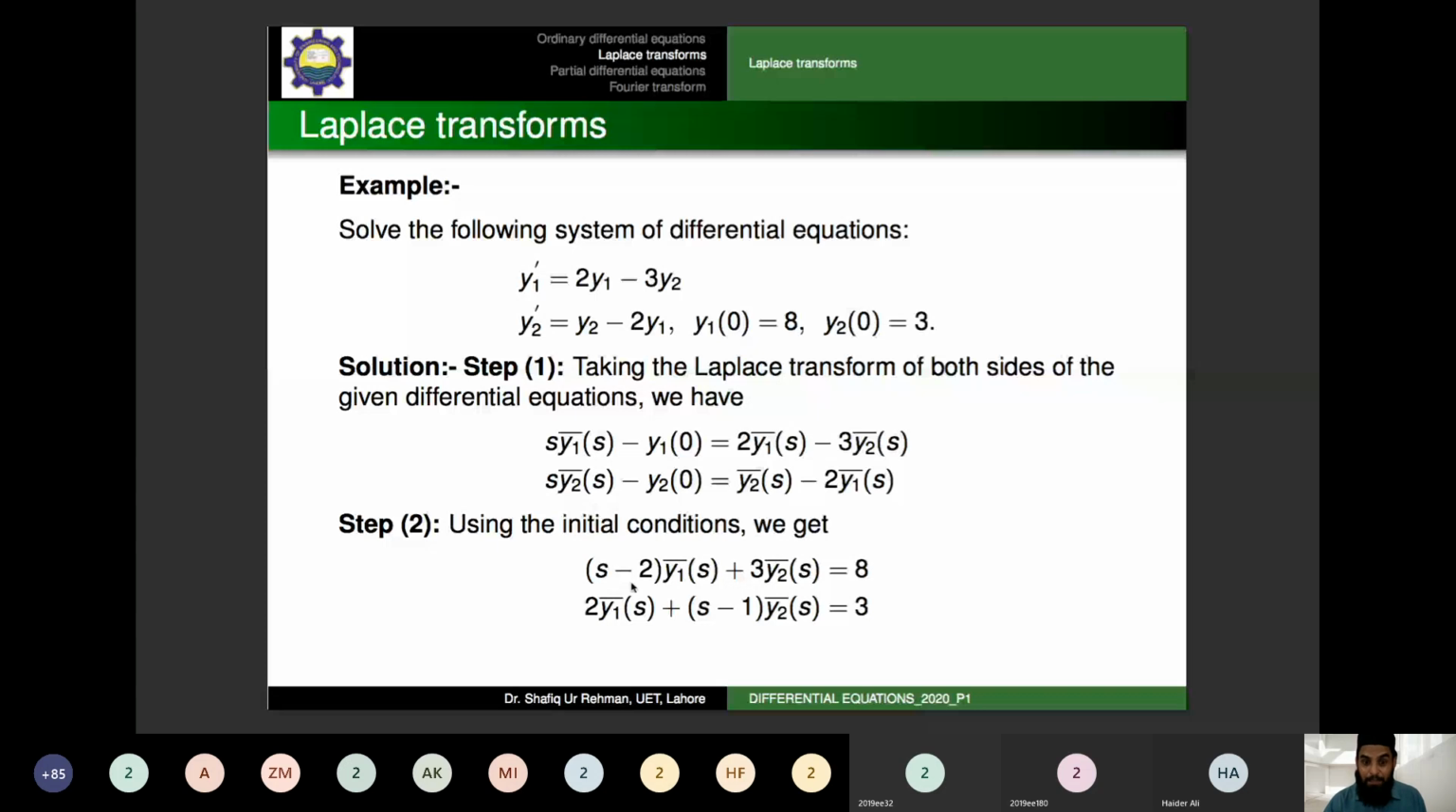Then it is (s minus 2) times x plus 3 times y equal to 8. And from the second equation, 2 times x plus (s minus 1) times y equal to 3. And then you have to simplify that. Plenty of options are there.